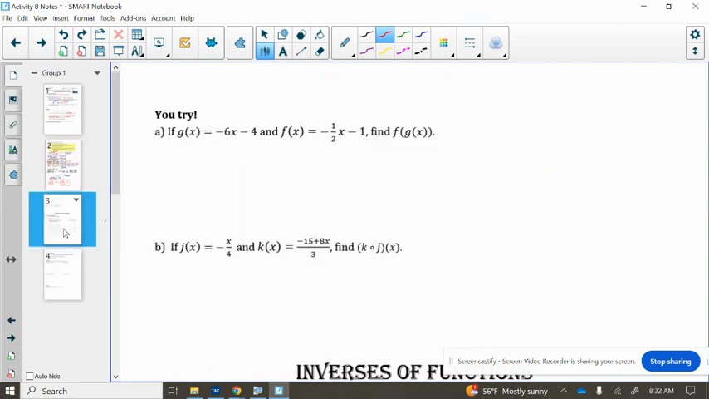On the last page, there are 2 for you to try yourself. This first one, you are finding f of g of x, and make sure you simplify. Second one, you are finding k of j of x.